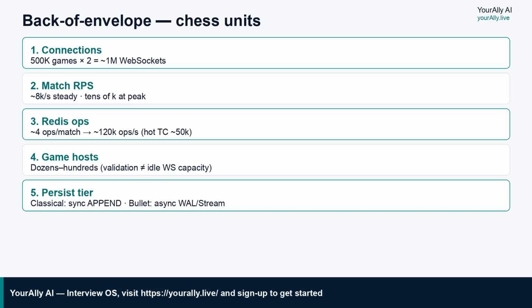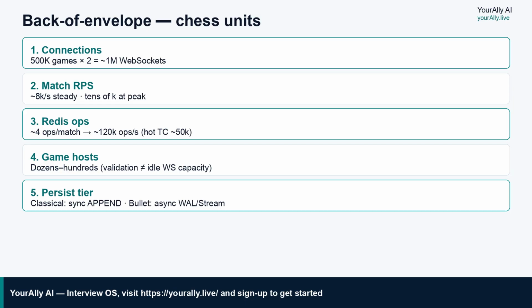Persistence: classical can sync append inside 200 milliseconds. Bullet cannot donate jitter to the clock, so keep it under a millisecond, broadcast, async WAL, or stream to Postgres. Those numbers justify the diagram next.